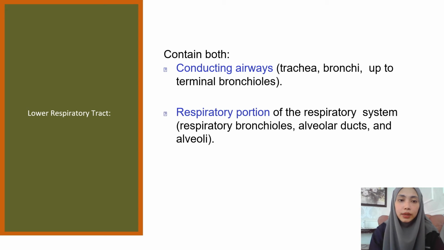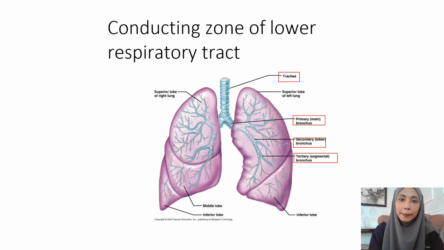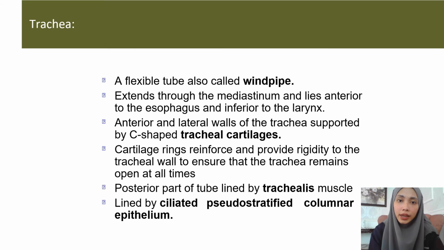So we move on to the lower respiratory tract. It contains both conducting and respiratory portions. So the conducting airways consist of the trachea and bronchi up to the terminal bronchioles, while the respiratory portion consists of respiratory bronchioles, alveolar duct, and also alveoli, as I mentioned in my previous slide. Okay, so this diagram again shows the same thing, the conducting zone of the lower respiratory tract.